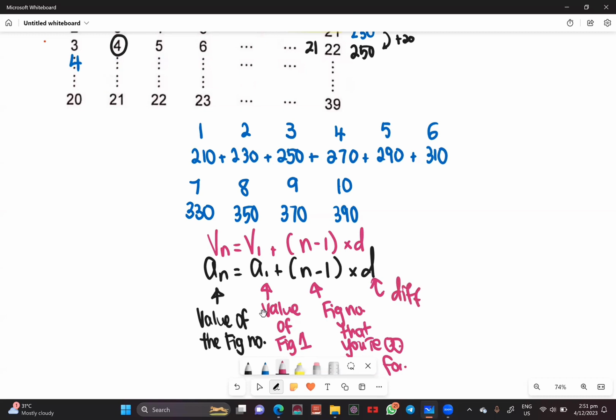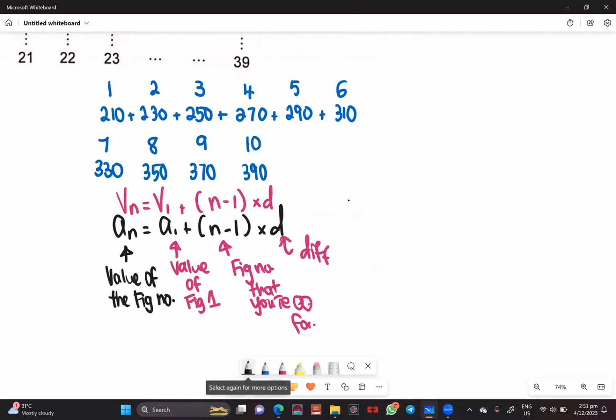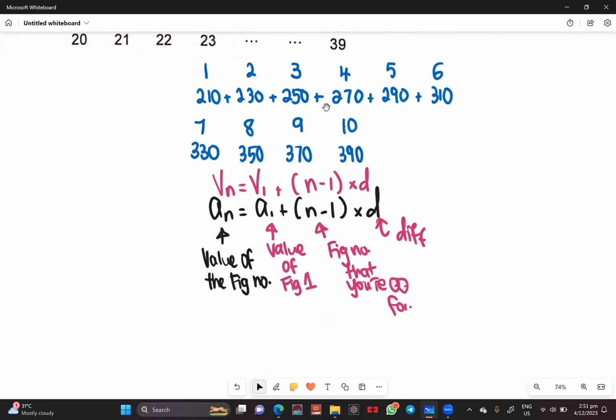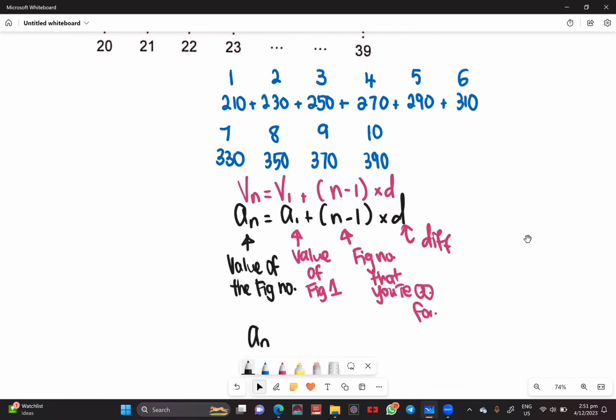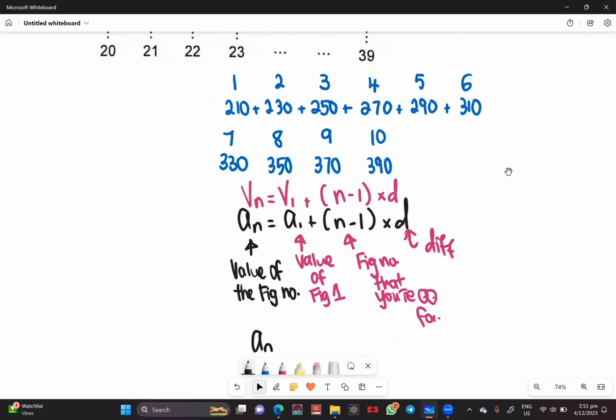So now, because of this, what I can do is just substitute the numbers. Since I know that my numbers are going in intervals of 20, which means every bunny hop is 20, here's what I can do. an is what I want to find, isn't that the value of the figure that I'm trying to look for? Yes, which is figure number 20.